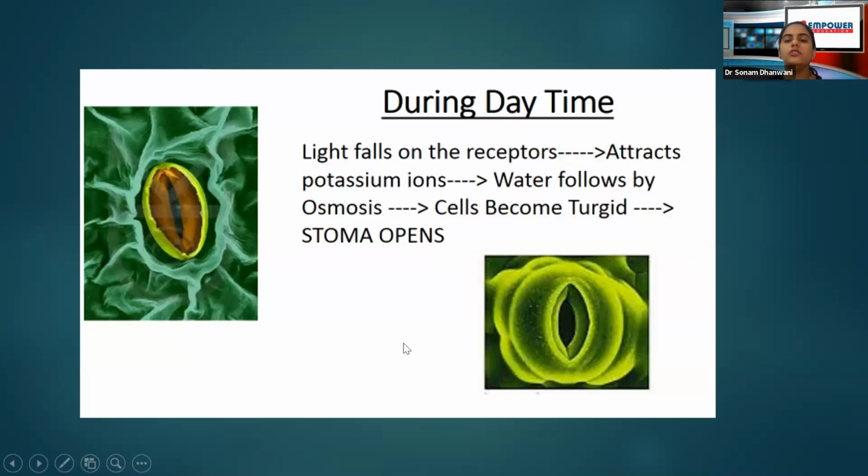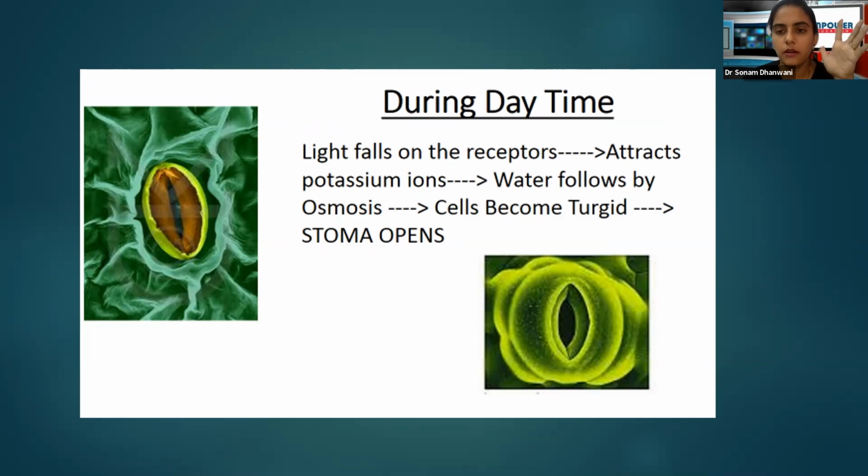Okay. Now this gaseous exchange that is happening, how is it happening? Let's see that. Now what is exactly happening? Now this process is basically divided into what happens in the daytime and what happens in the night. Okay. Now look, what is happening in the daytime? What is a very obvious thing during daytime?